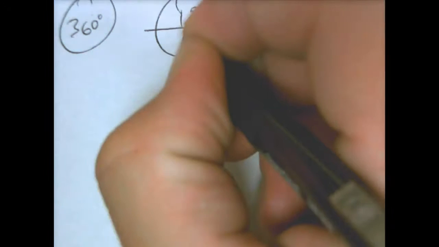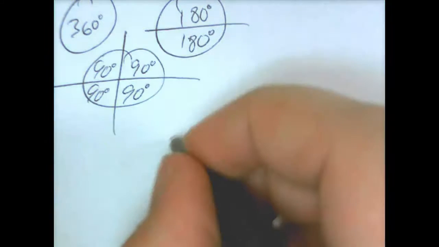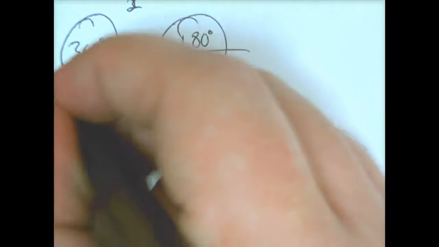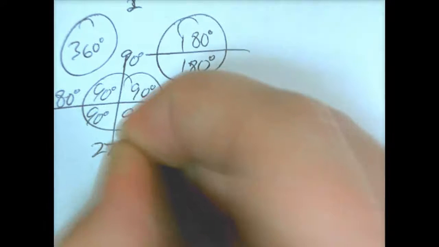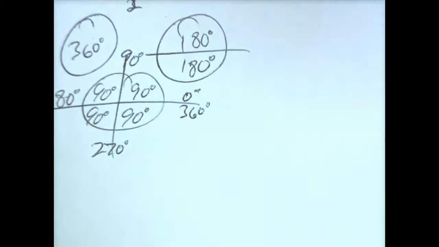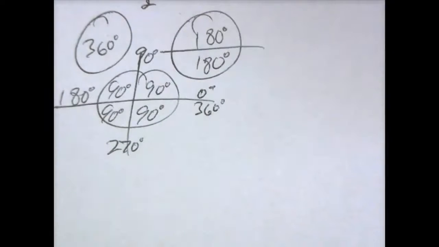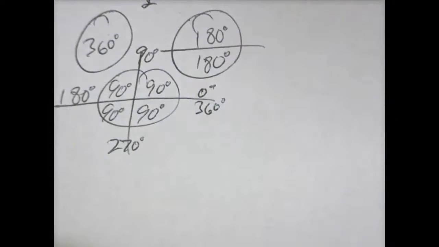Just like if we had a full circle in degrees, 360 degrees, if I cut that in half, then each one is 180 degrees. If I cut that into quarters, then each one is 90 degrees. So as I go around the circle, this would be 0 degrees, then straight up would be 90 degrees, 180 degrees, 270 degrees, and then a full circle would be 360 degrees. We will talk about this a lot more when we get into, well, actually right now. So let's do some stuff with it.